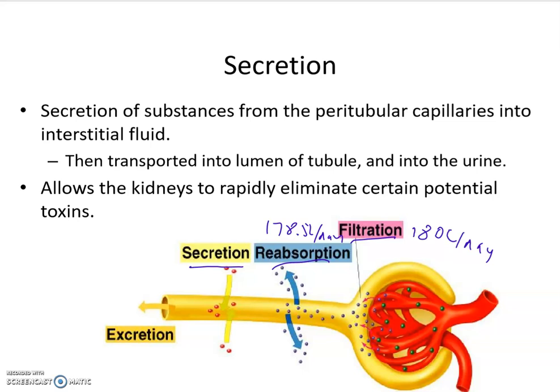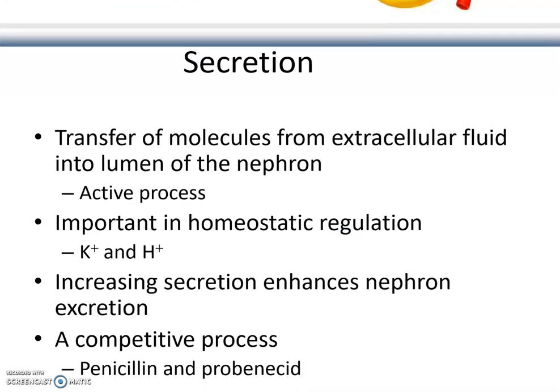Mostly it's some active secretion of substances that you didn't want anymore, and it's an inward movement. That means we're putting stuff into the renal tubules right here. So it's the secretion of substances from the peritubular capillaries back into the interstitial fluid and then transport into the lumen of the tubule and ultimately into the urine. It allows the kidneys to rapidly eliminate certain potentially toxic substances. It also allows for regulation of pH if you need to do that.